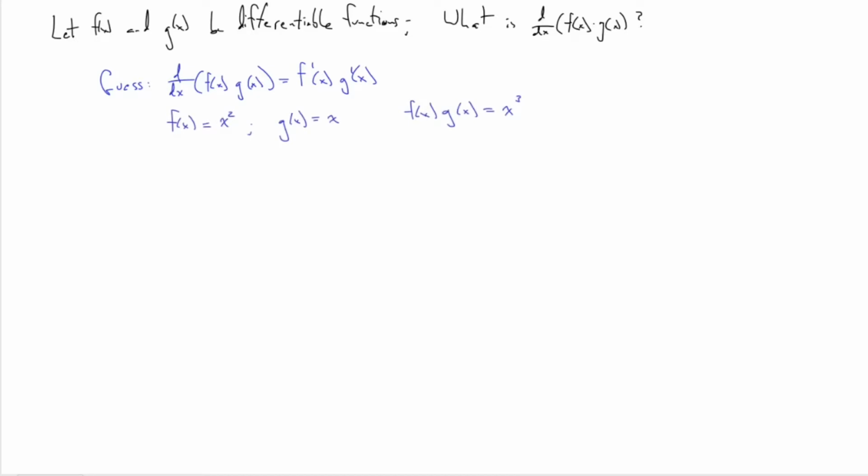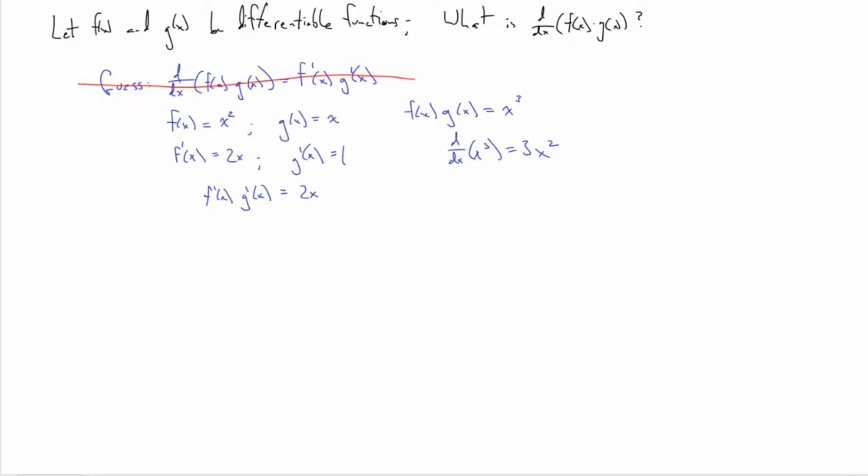Take, for example, the functions f of x equals x squared and g of x equals x, so that their product is the function x cubed. Well, the derivative of x squared is 2x, and the derivative of x is 1. And so the product of their derivatives is just 2x times 1, which is 2x. On the other hand, we know what the derivative of x cubed is. It's 3x squared, and 3x squared is not equal to 2x, and so this rule just doesn't work.